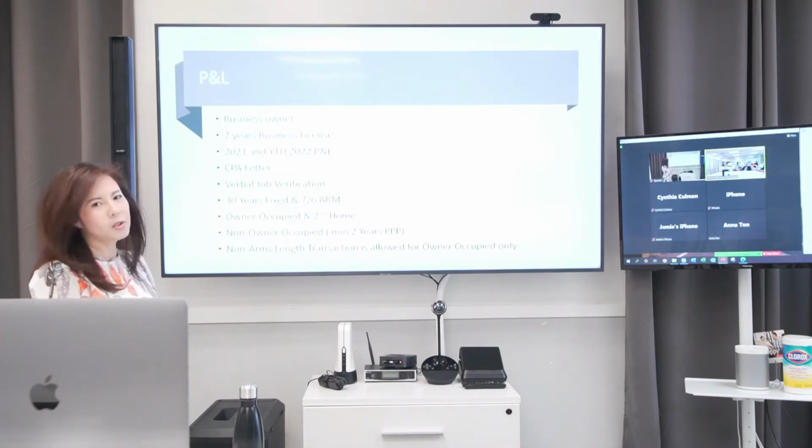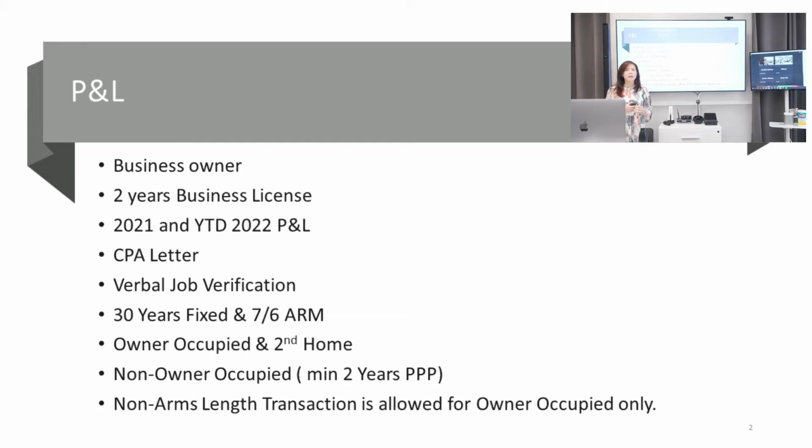All right, so let's talk about P&L. P&Ls for whom? There are two different types. We talk about P&L and VOE. So remember, VOE is for W-2 earners, P&L for business owners. So the two different programs, but they go under one big program.